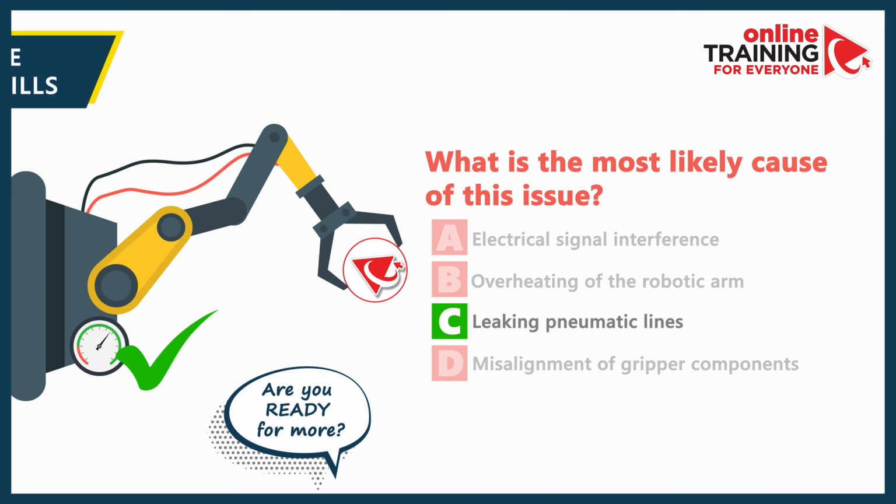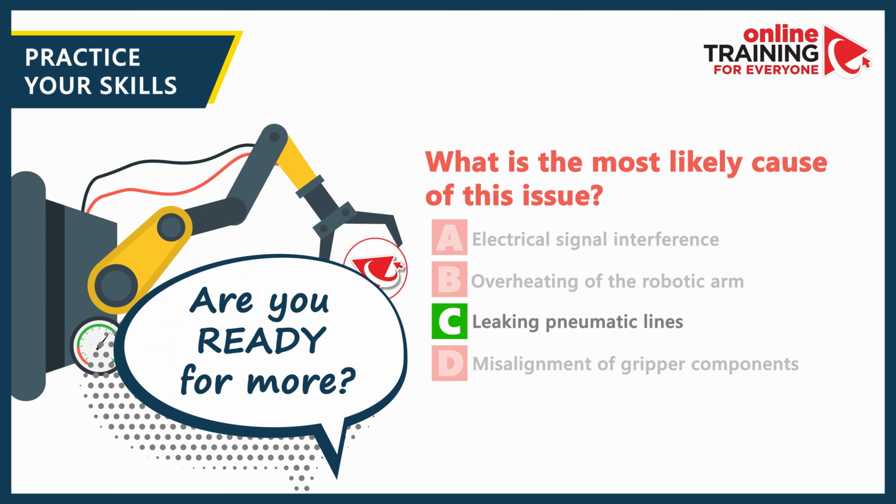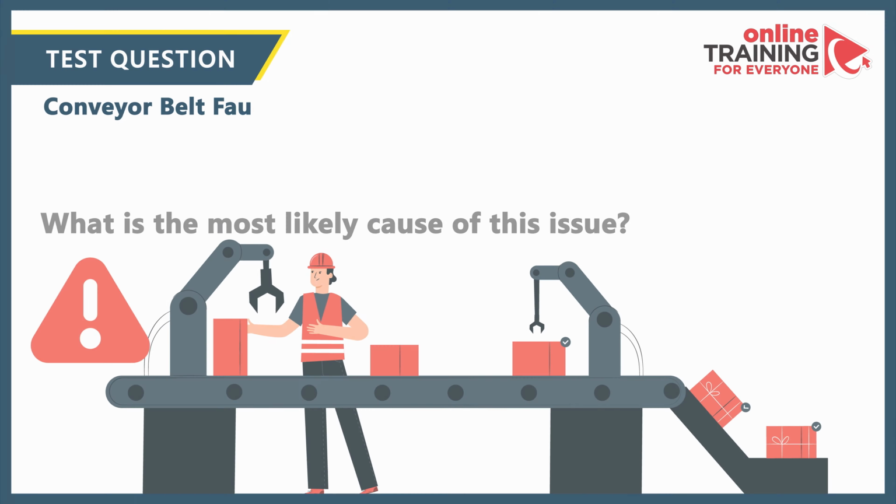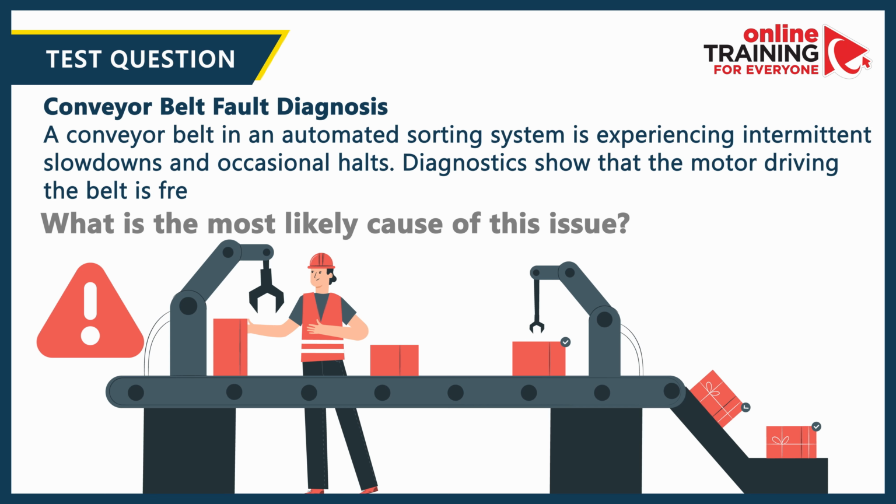But wait, are you ready to practice your skills? Try this question to see how you would do. A conveyor belt in an automated sorting system is experiencing intermittent slowdowns and occasional halts. Diagnostics show that the motor driving the belt is frequently overheating and shutting down. What is the most likely cause for this issue?